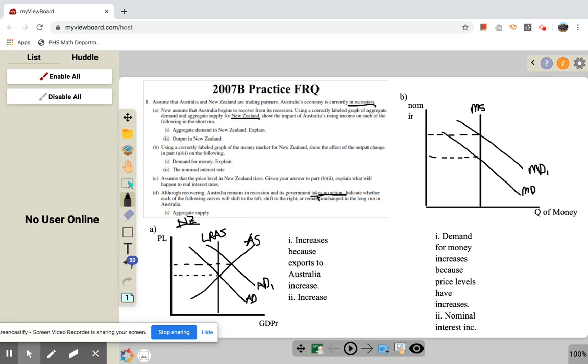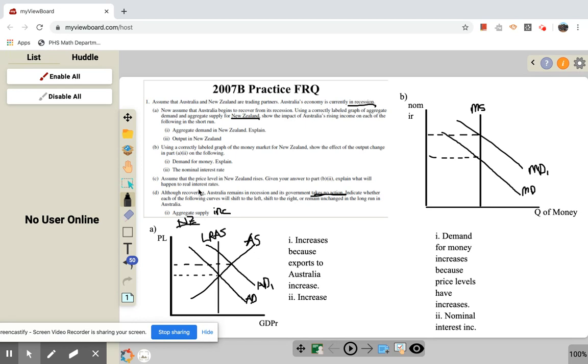This is straight from Unit 3. Indicate whether each of the following curves will shift to the left, shift to the right, or remain unchanged in the long run. Okay, now, part 2 got cut off here. Okay, but what you should say here is AS is going to increase. Okay, AS will increase. It doesn't ask you to explain, but you guys could explain if you had to, right?